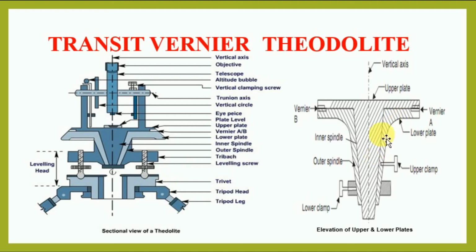Now here in the next figure you can see the upper plate in the inner spindle and the lower plate in the outer spindle. For clamping the upper plate we use the upper clamp screw, and for clamping the lower plate we use the lower clamp screw.